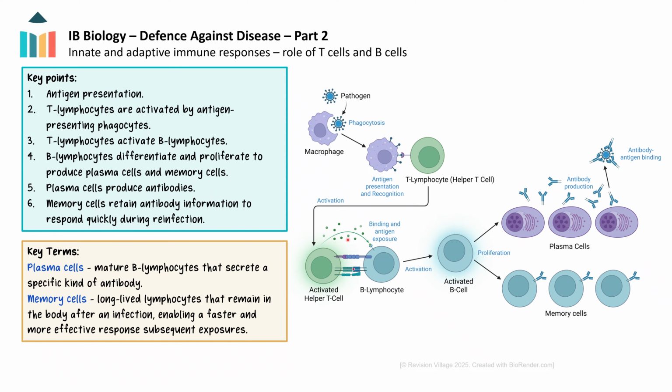Once activated by helper T cells, B lymphocytes proliferate through mitosis and differentiate into plasma cells. Plasma cells are antibody-secreting factories that produce large quantities of antibodies specific to the antigens of the invading pathogen. This clonal mechanism ensures a strong immune response, which will usually be able to eliminate the infection.